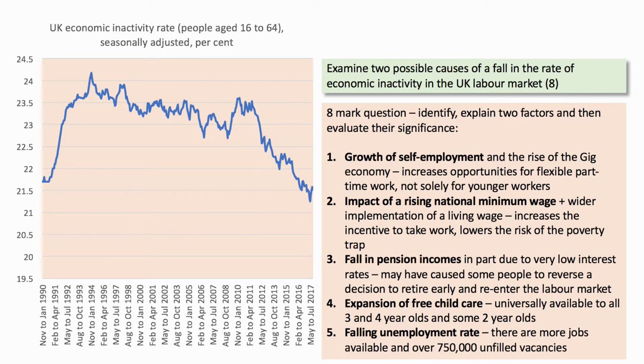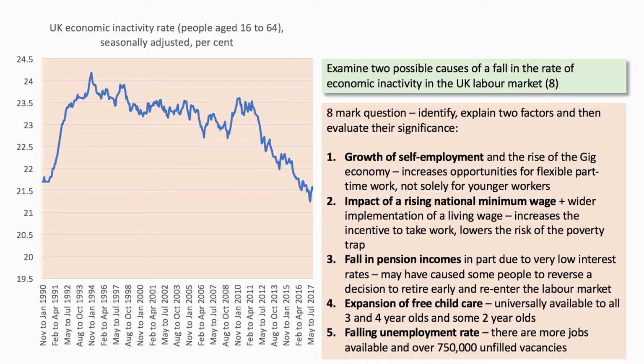Another factor is that for people who've taken early retirement, people thought they could retire on their pension. They have found that the pension incomes, the annuities people can buy, have collapsed, in part because interest rates have been very low. People have taken the decision to retire early, find their pensions insufficient, perhaps insufficient to pay for caring for an elderly relative, and they've decided to re-enter the labour market and try and earn some extra income.